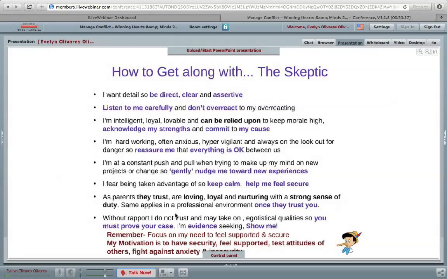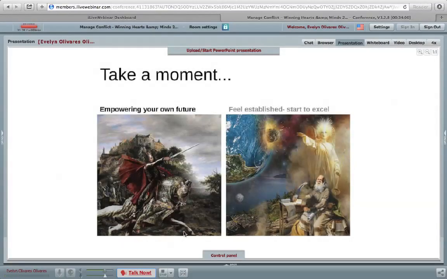Once they trust you. Without rapport, I do not trust and may take on an egotistical quality about me. So you must prove your case. I'm evidence seeking. Show me. Show me the evidence. Remember that my focus is on my need to feel supported and secure. My motivation is to have security, feel supported, test the attitudes of others, and fight against anxiety and, in fact, insecurity.